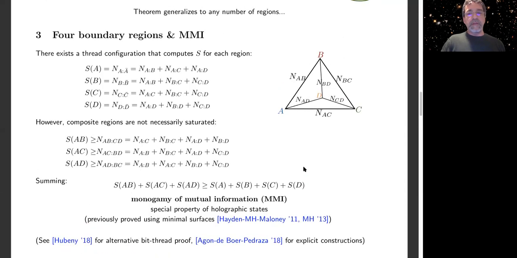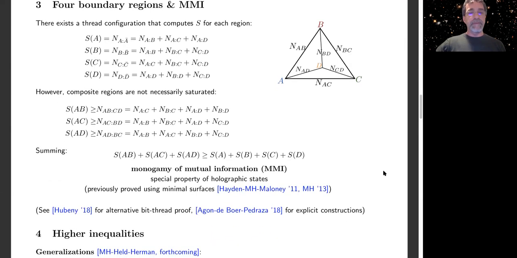So it turns out that this inequality is just the simplest of an infinite family of inequalities for more than 4 regions that are obeyed by Ryu-Takayanagi, and it's more challenging to understand those in terms of bit threads. So I just want to give a status update about that.